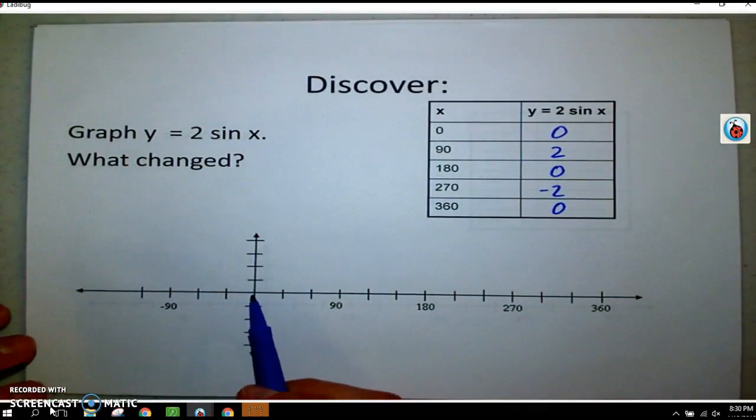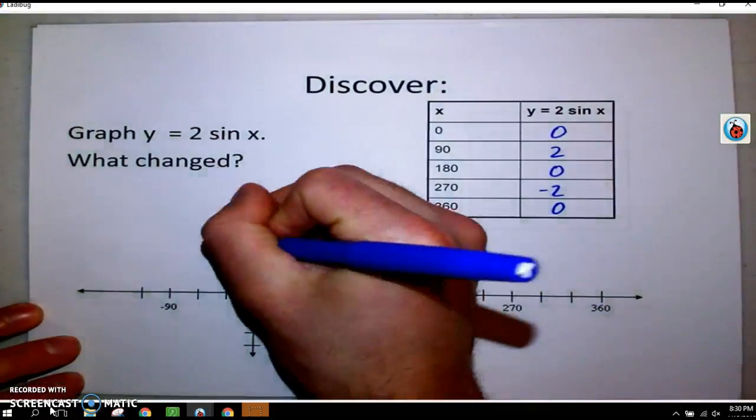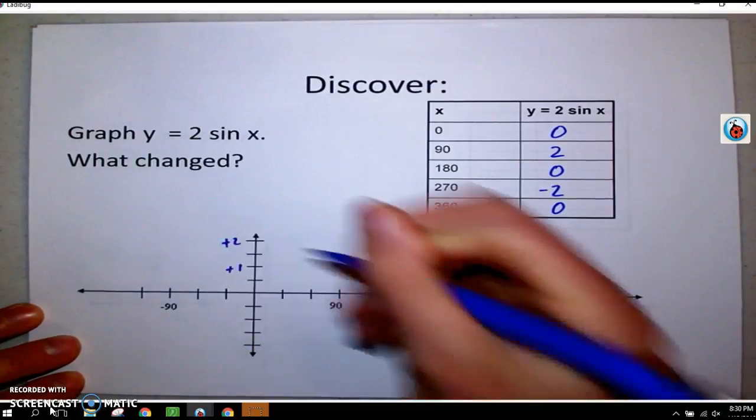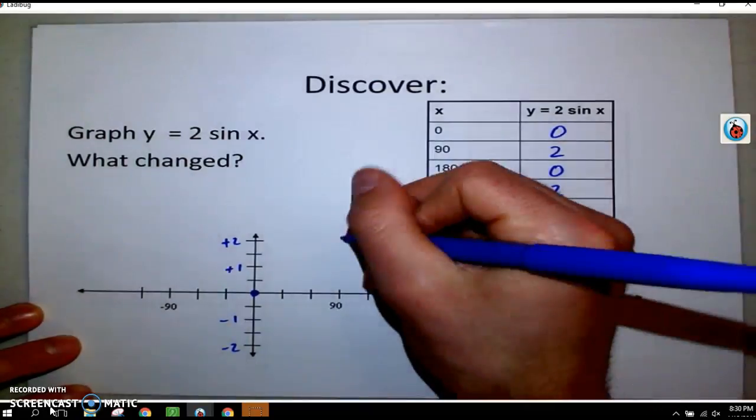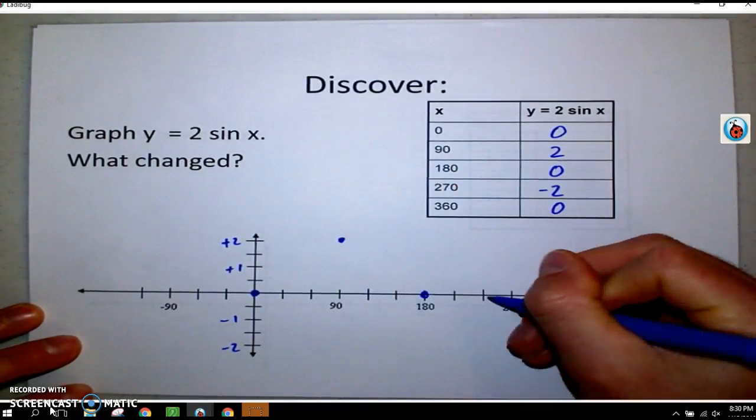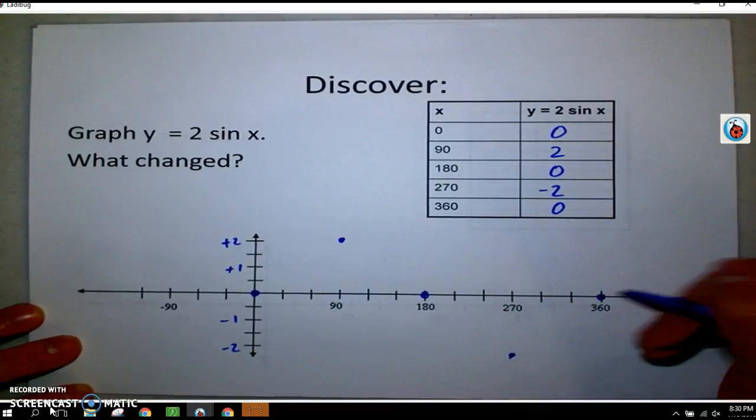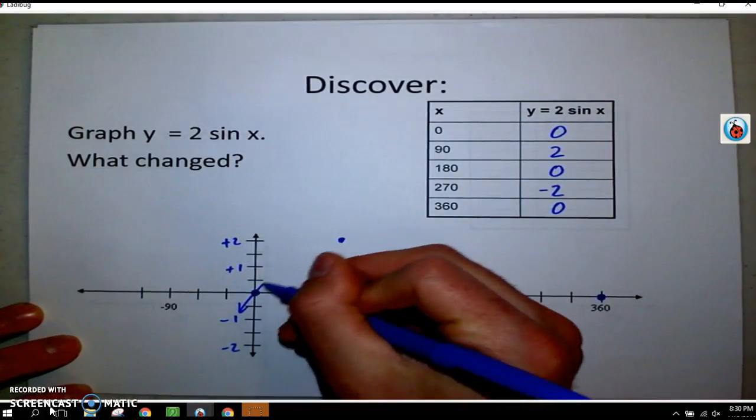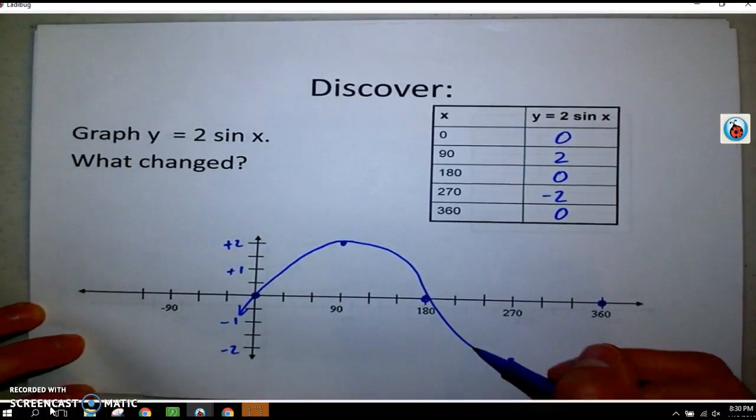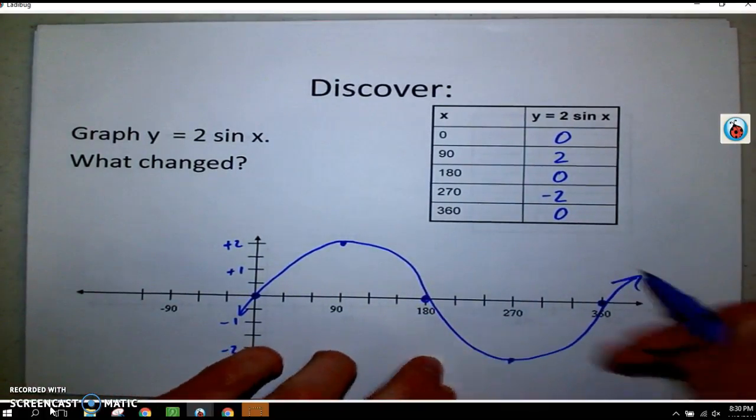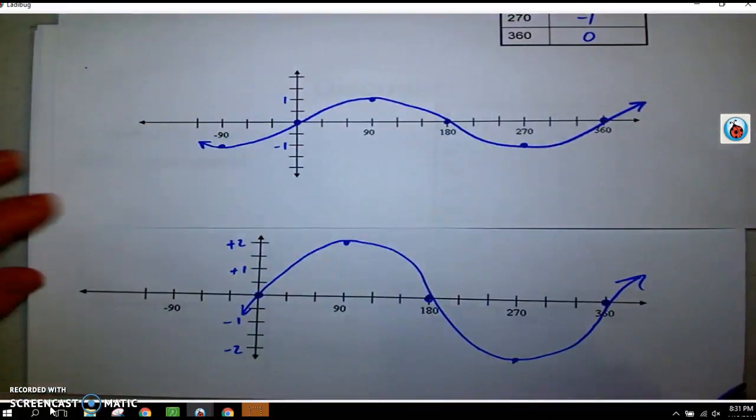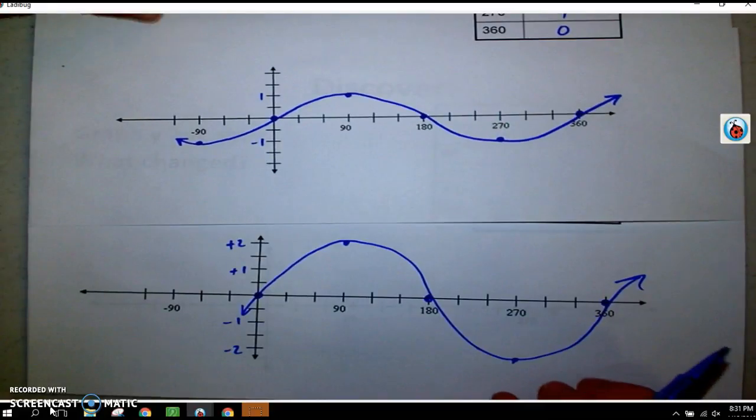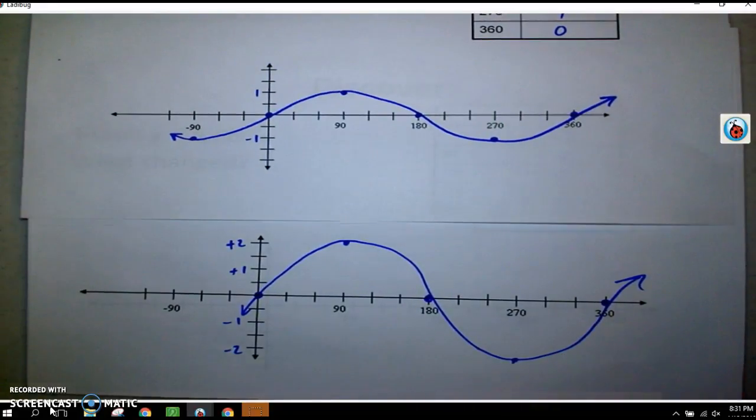So as I go to graph this, I'm going to label positive 1, positive 2, negative 1, negative 2, and I'll go ahead and graph my function. If I compare this to the parent function, you'll notice that essentially it's just gotten a little bit stretched, if you will. And in fact, that is the key term, or type of transformation, that we've done.